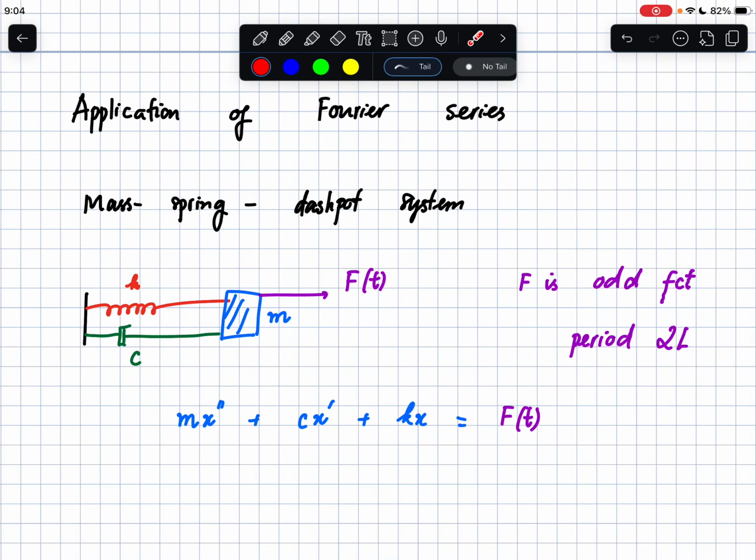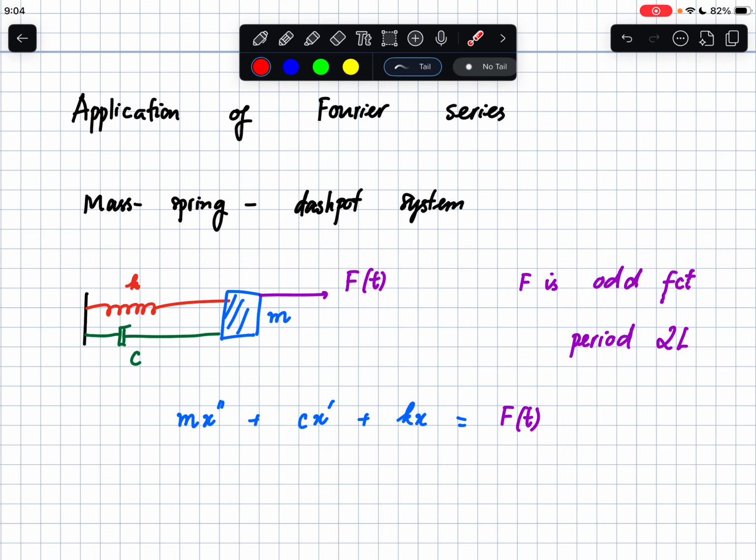Now we consider the case of a mass-spring-dashpot system. Before, we considered a mass-spring system without the dashpot, so we didn't have the c term. Here we have the spring with the constant k, we have our mass m, and the dashpot c.